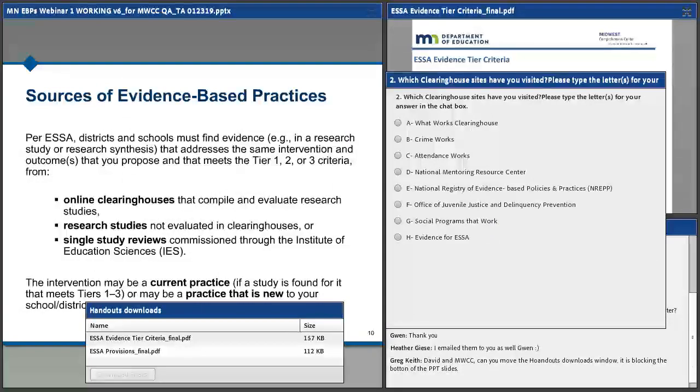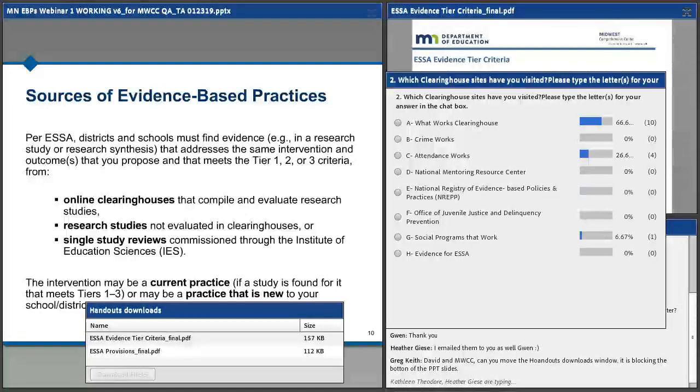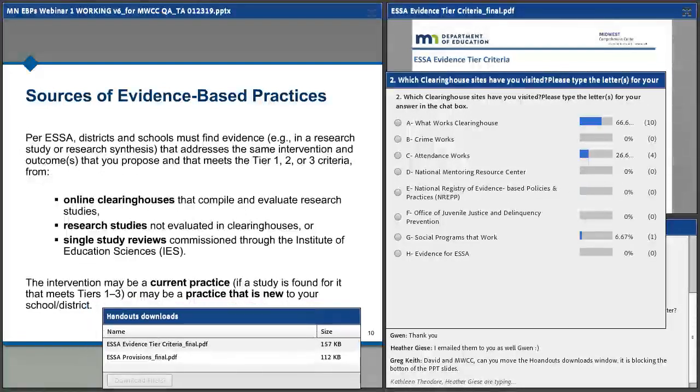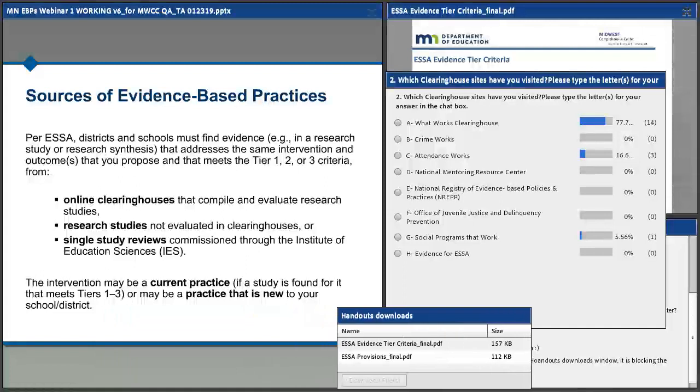Thank you very much. So other than online clearinghouses, you can look at individual research studies, right? You don't have to find a research study in a clearinghouse to evaluate it for use or not. And one particular type of research study evaluation would be through a single study review that you can actually commission through the Institute of Education Sciences.